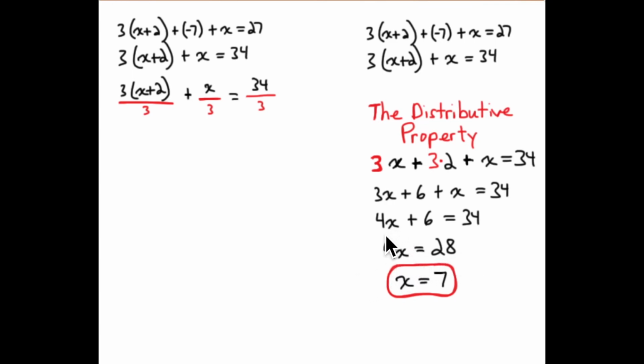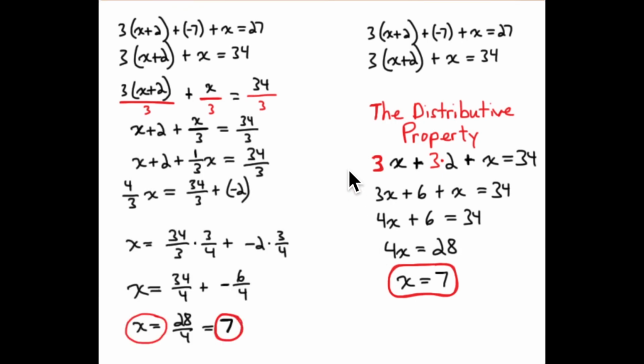So 1/4 of 4x, so the multiplicative inverse of 4 is 1/4. So 1/4 of 4x is x, and 1/4 of 28 is 7. So x equals 7. Either way, and again, the distributive property in this case is probably the simplest. I don't know if that's always the case, but most people will use the distributive property first. But it's important and useful to understand, to become comfortable working with these fractions as well.